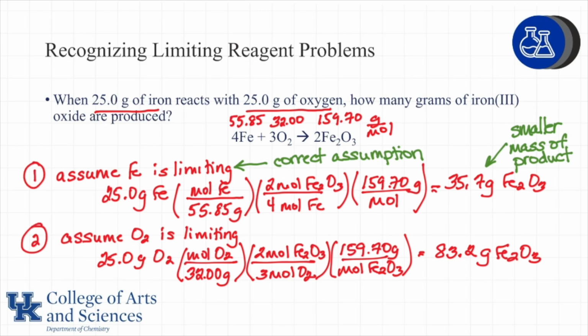Notice that we did two calculations here because we were given two amounts of reactants. If we had a different reaction and we're given 3 amounts of reactants, we would have had to do 3 calculations to determine which reactant limited the amount of product that could be formed. Since iron is our limiting reagent, we know that oxygen is our excess reagent. There will be oxygen left over at the end of this reaction.